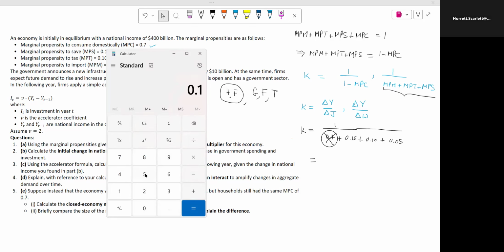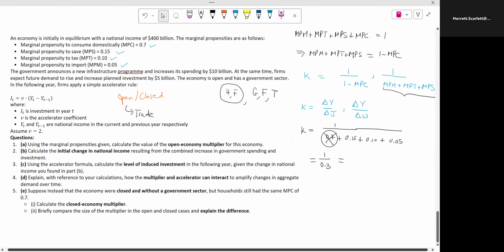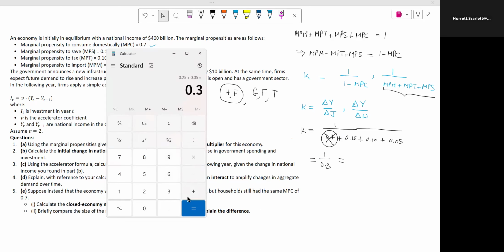So it should be 0.15 plus 0.10 plus 0.05. And that gives us 0.3. So K is 1 over 0.3. And this is equal to 1 divided by 0.3. So that's equal to 3.33. So that's our multiplier.